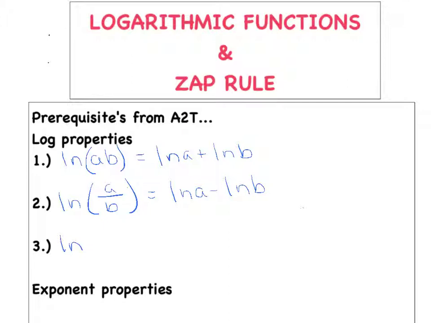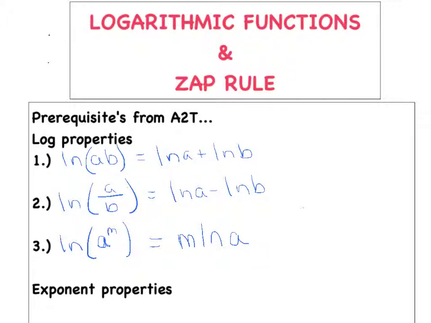And of course, if they've got the natural log of a raised to a power of, let's say, m, we could move that exponent down to the coefficient, and say m times the natural log of a.